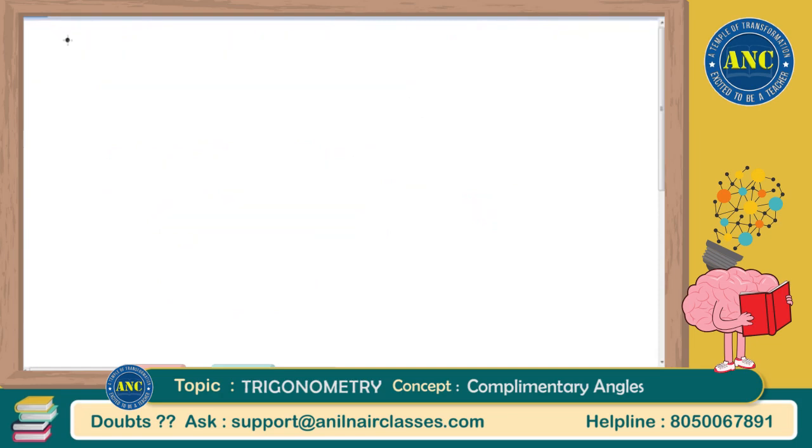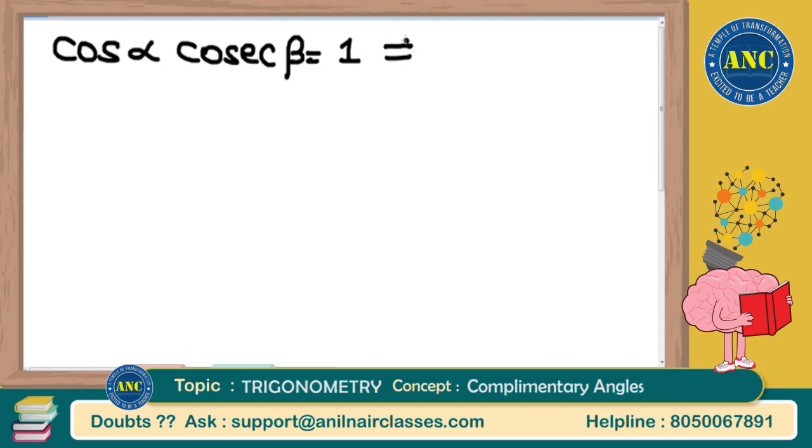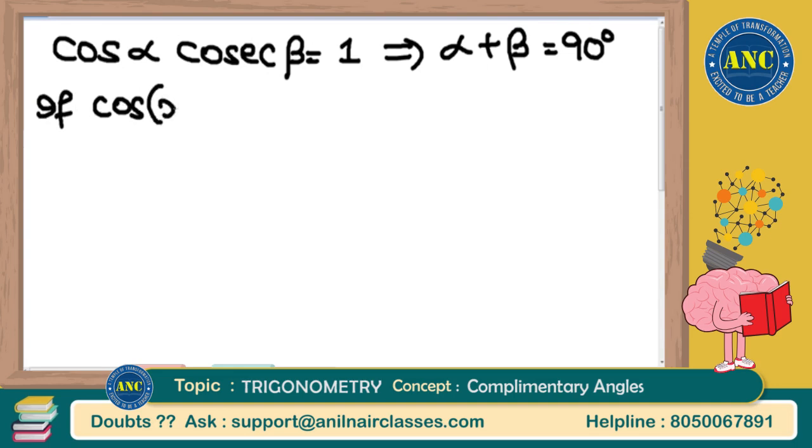What is the other corollary which we implemented? We said that cos alpha into cosecant beta is equal to 1. If this is equal to 1, that means that alpha plus beta is equal to 90 degrees, right? This also we made use of. Using this, we will solve one question right now. What is the question? These are all some questions which came in exam, sir.